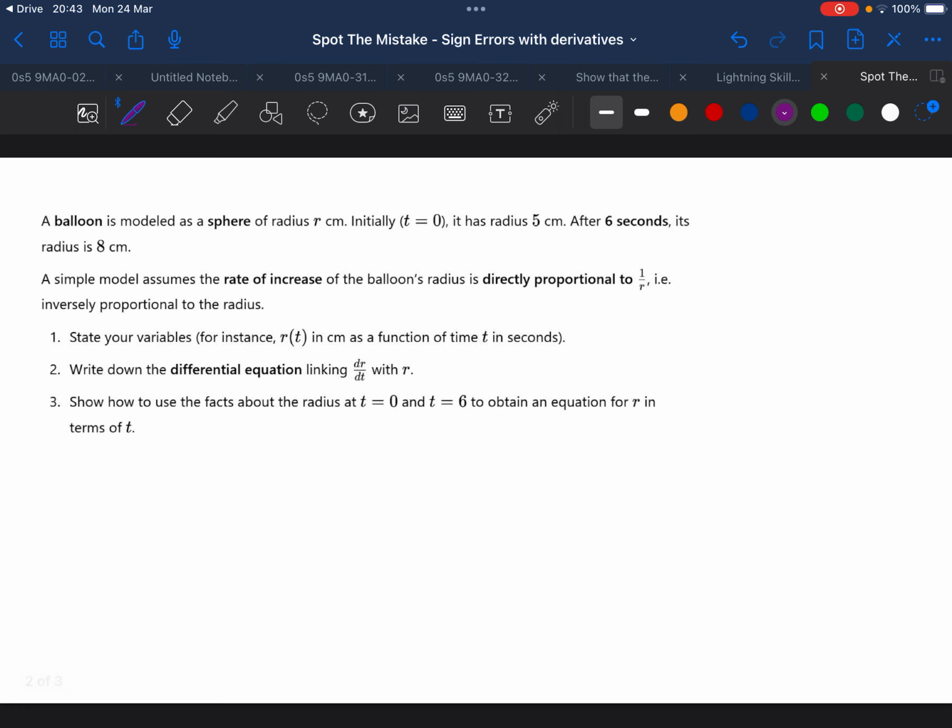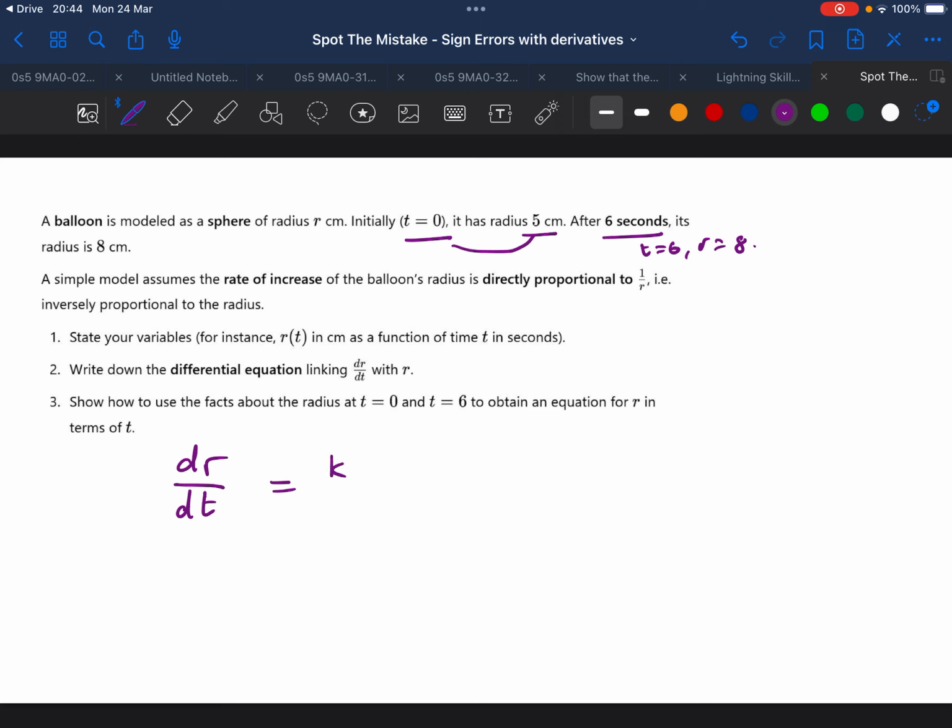Let's do another one to practice. A balloon is modelled as a sphere. We've got a piece of information there, and another piece of information. Let's call this t equals 6, r equals 8, because it's on a new line. A simple model assumes that the rate of increase, of what? Of the radius. Again, when it's ambiguous, it usually means it's with respect to time, and that makes sense if you think about the information we've got in the question.